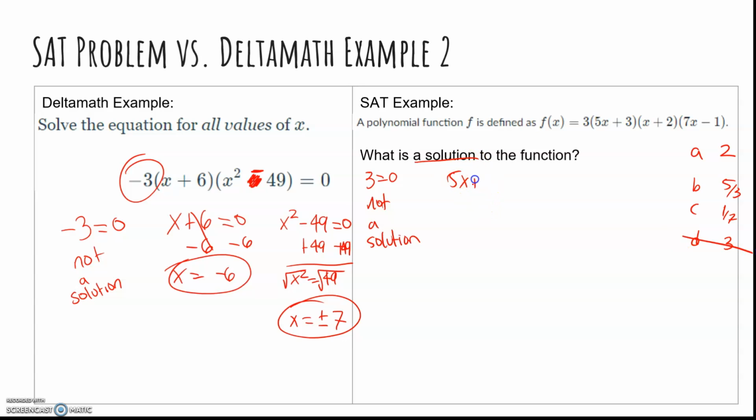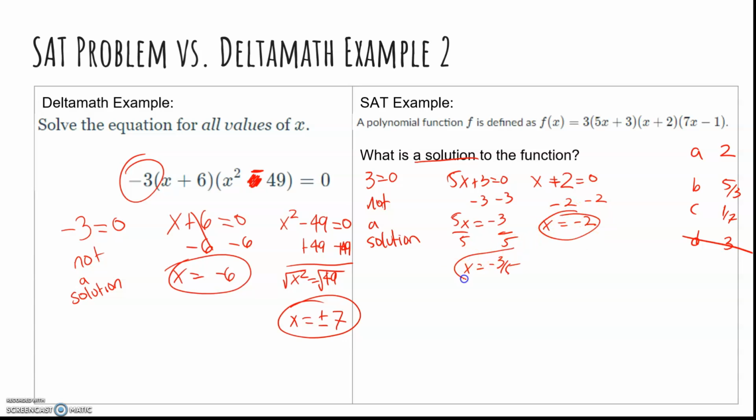5x plus 3 is equal to 0. I'm going to solve that one. Minus 3, minus 3. 5x is equal to negative 3, divided by 5 on both sides. X is equal to negative 3 over 5. That's not one of those solutions that's listed. Next, x plus 2 is equal to 0. Let's subtract 2 on both sides. That is x is equal to negative 2.